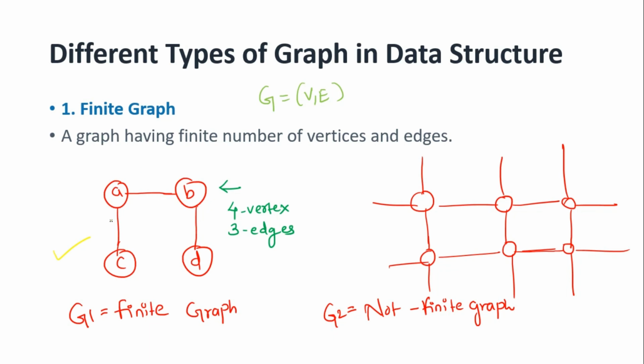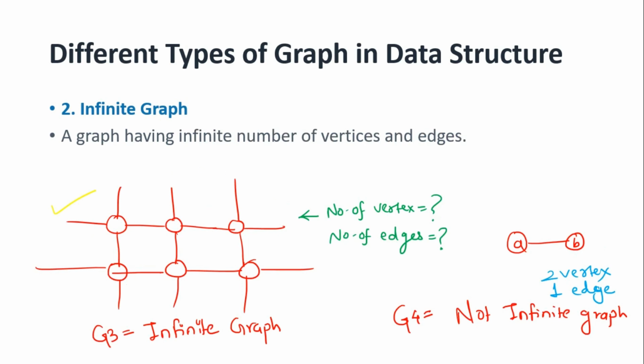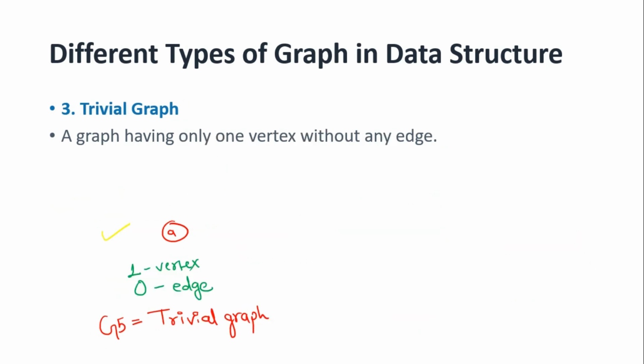Now here the graph has 4 vertices and 3 edges, so this is finite. And in this graph I do not know exactly how many vertices and how many edges I have. So this will be called a not finite graph, or an infinite graph. If the number of vertices or the number of edges in your graph is unknown, then that graph is called an infinite graph.